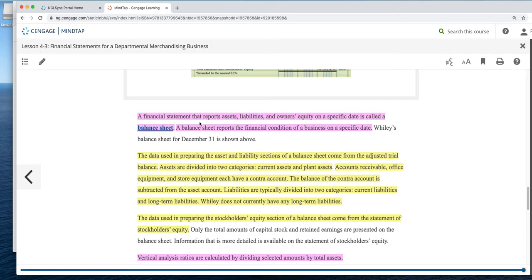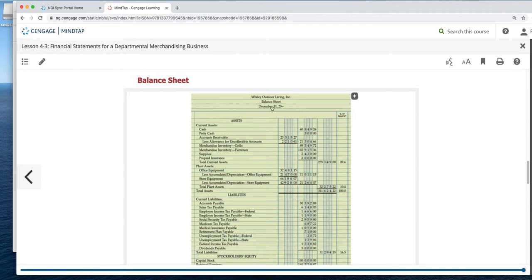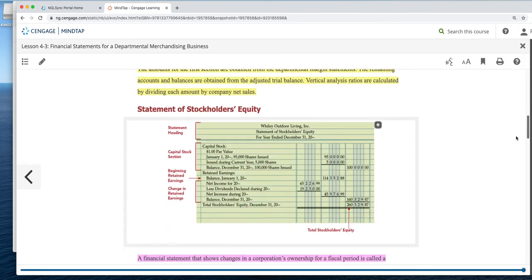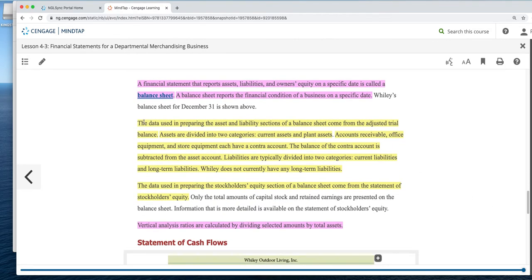Kind of explains it here. What's the balance sheet? It's a report of assets, liabilities, and owners' equities. A balance sheet reports financial information for a specific day. So when we do who, what, when on this one, it's different because it says December 31st. This one says for year ended, the income statement for year ended. The balance sheet is on a specific day. It just talks about where we get the numbers.